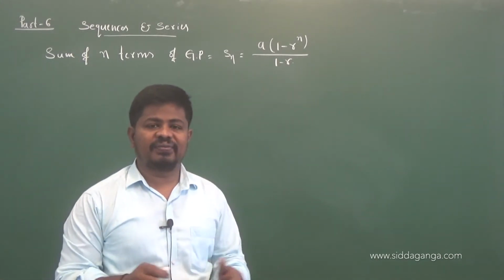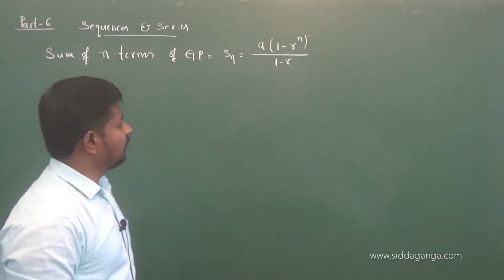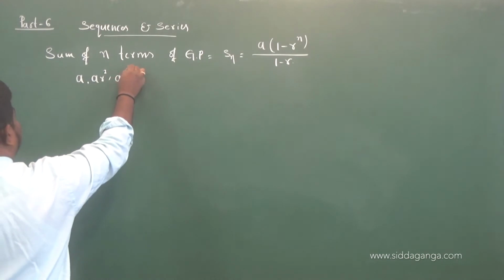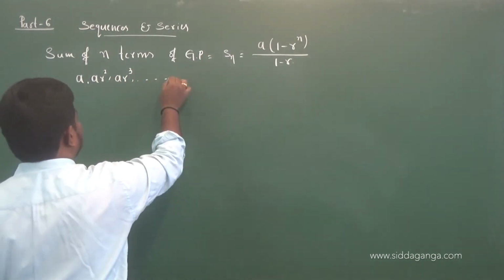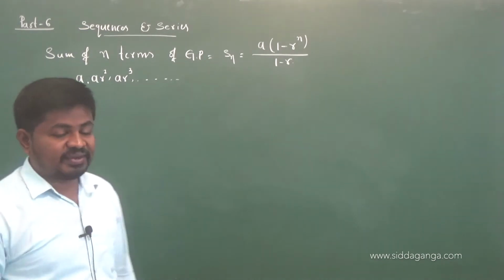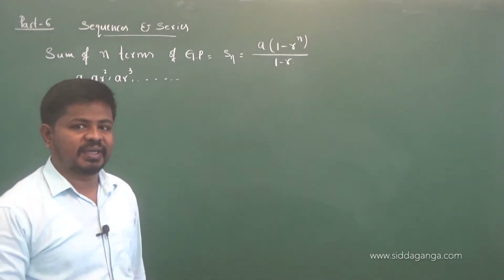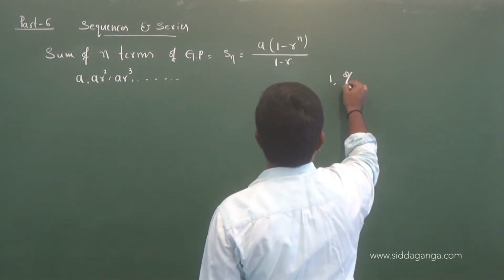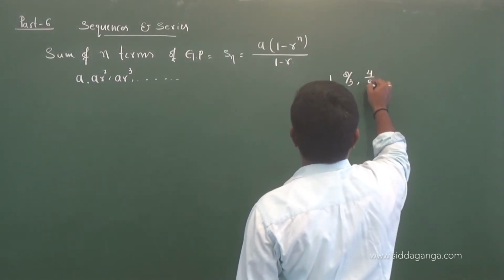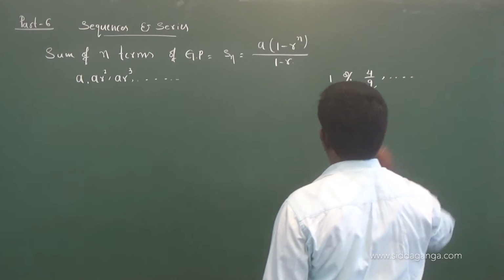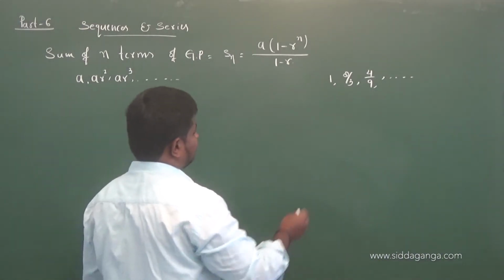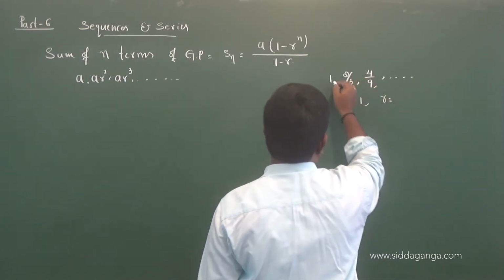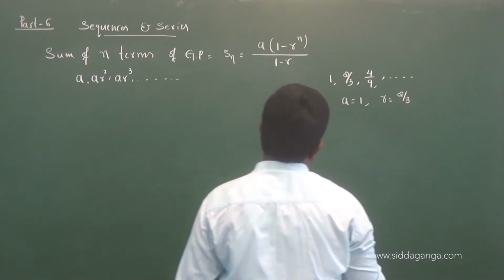Suppose the number of terms is infinite, I mean the terms are a, ar square, ar cube and so on. If we have an infinite number of terms, then what will be the sum of infinite terms of a GP? For that, let me take an example: 1, 2 by 3, 4 by 9, and so on. This is of course a GP with the first term 1 and the common ratio 2 by 3 by 1, that is 2 by 3.